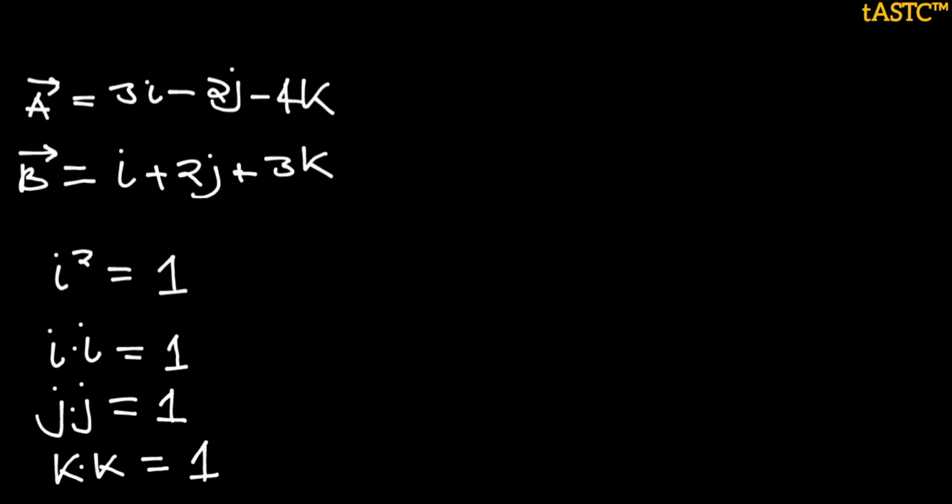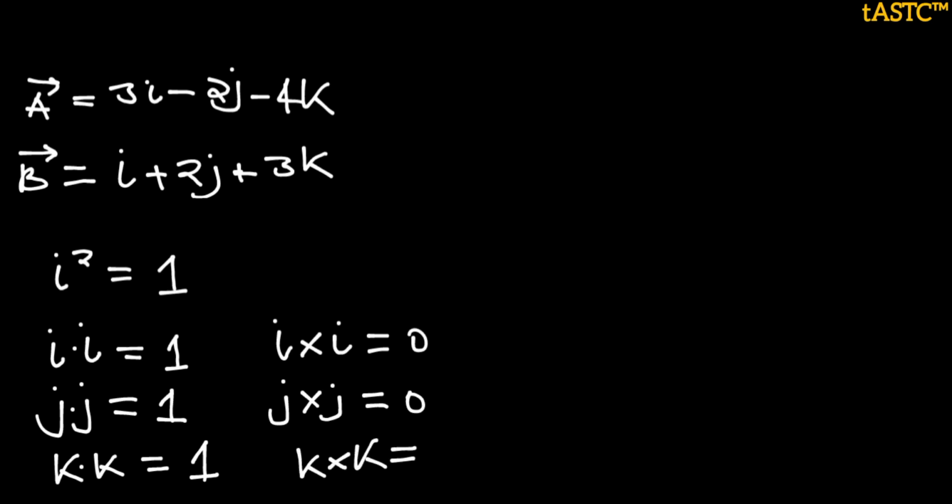Now, what if I took i and multiplied it with j? What is that going to give? Well, before I do that, I'm just going to wipe this out. Let us begin with this one. i cross i. This is the cross product. So this is going to give us 0. Now, j cross j, that would also be 0. And k cross k, that is also going to be 0.